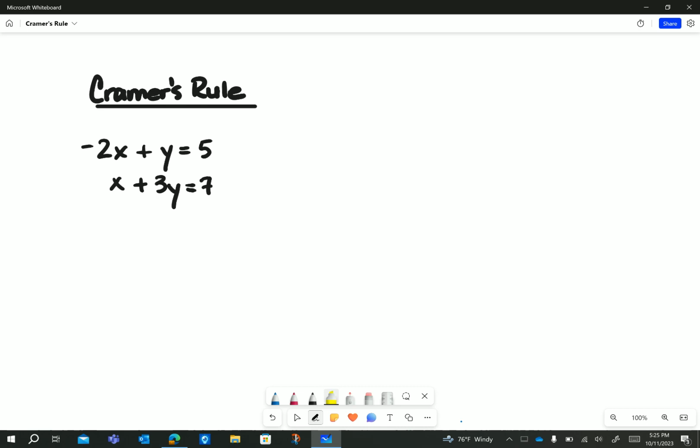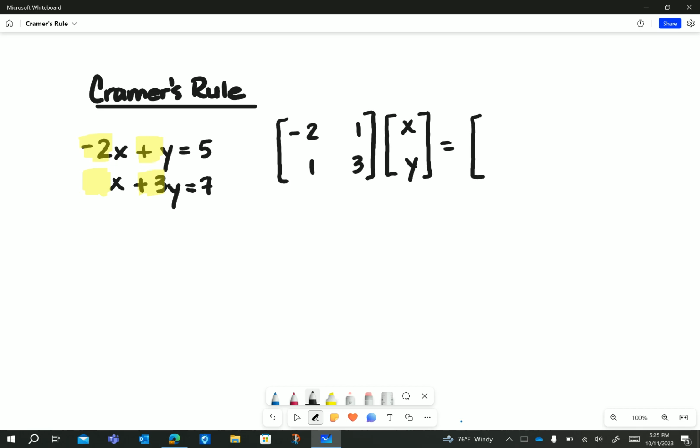So what you're going to look at first is the coefficients of each one of your variables, which in this case are the ones that I'm highlighting now, and those are going to go in brackets. So -2, +1, +1, and +3 will go in the first pair of brackets. Then we need to multiply that by the variables x and y, and we will set it equal to our output values of 5 and 7.